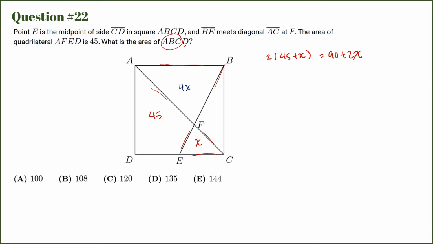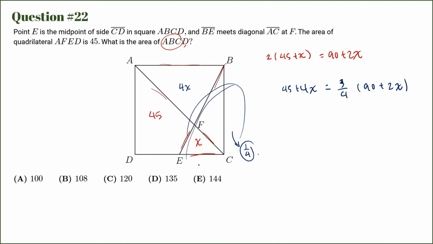Now we know that triangle BCE is only 1/4 of the area of the square ABCD, because this is 1/2 of the side, and this is a full side, and then you divide the area by 2. So this would be 1/4 of the total area. So we know that trapezoid ABED, or 45 plus 4x, must constitute 3/4 of the total area, which is 90 plus 2x.